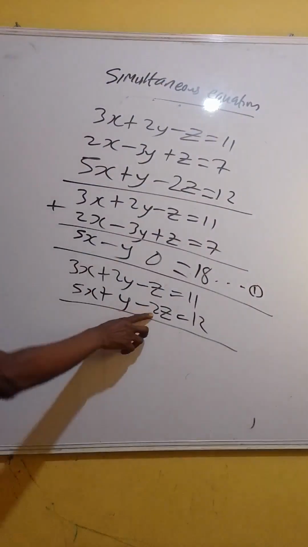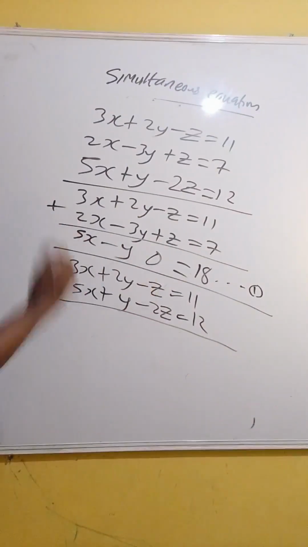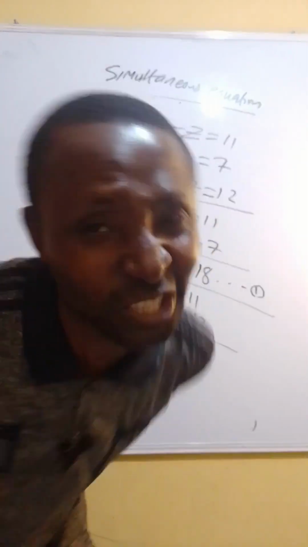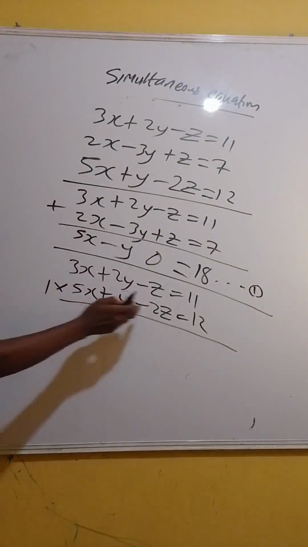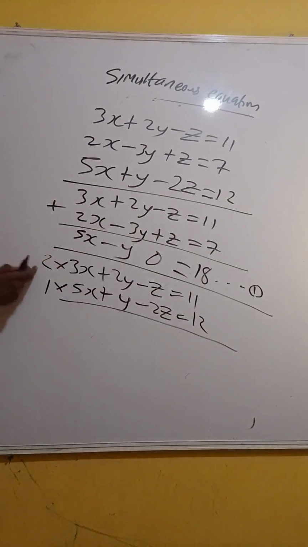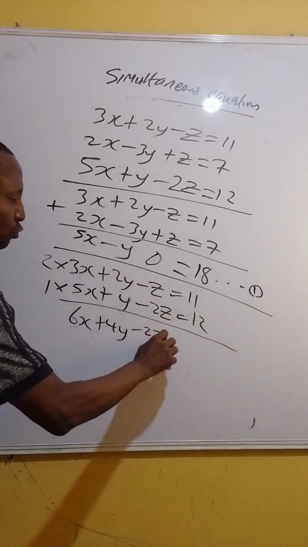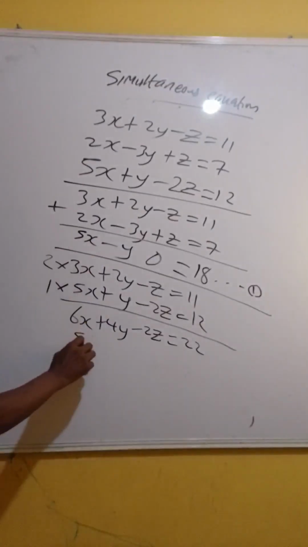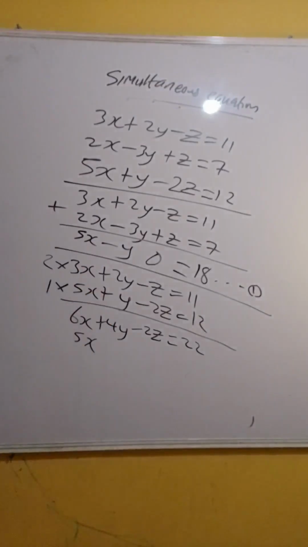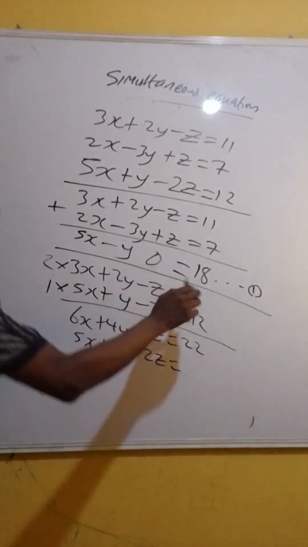So look at the z here, it is minus 2. I need to make the z here to be 2 so that I can eliminate. So just use the 1 here to multiply this, and 2 to multiply this. 2 times 3 will give me 6x, 2 times 2 will give me plus 4y, 2 times minus z is minus 2z equals 2 times 11 is 22. What's the next? 1 times 5x is 5x. 1 times plus y will give me plus y. 1 times minus 2z is minus 2z equals 1 times 12 will give me 12.